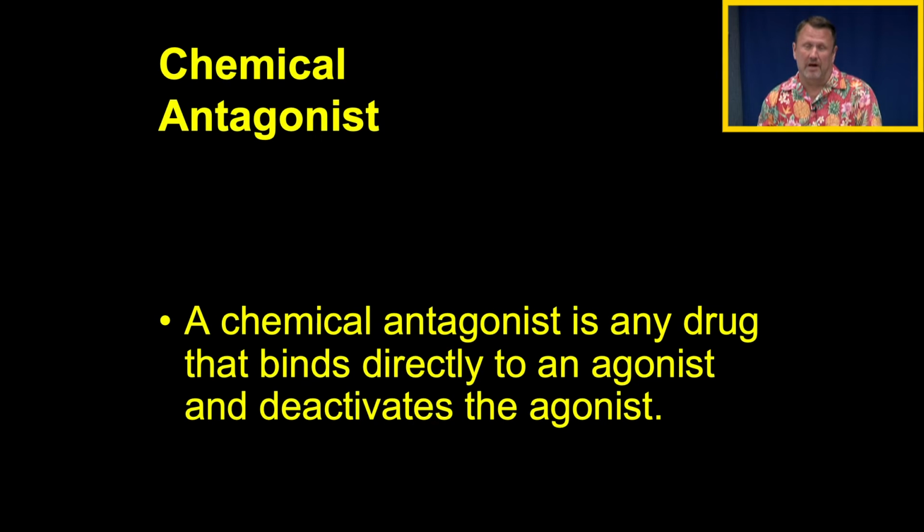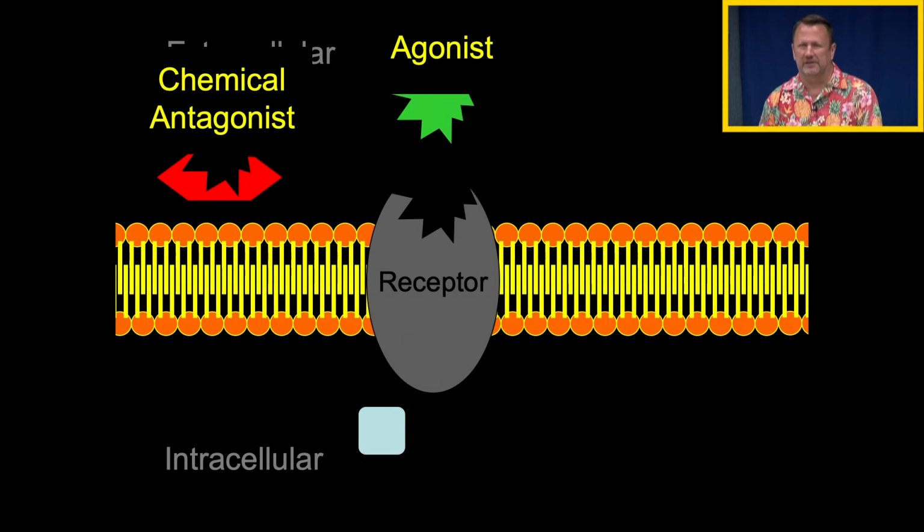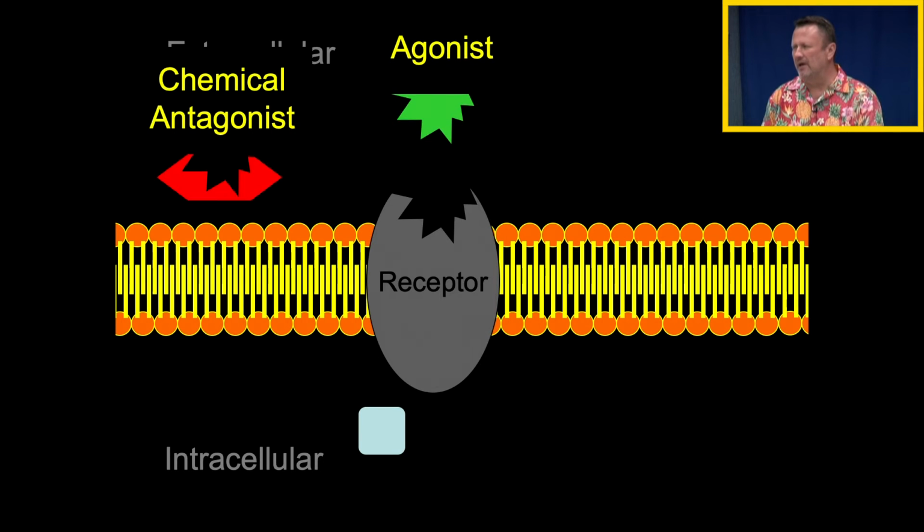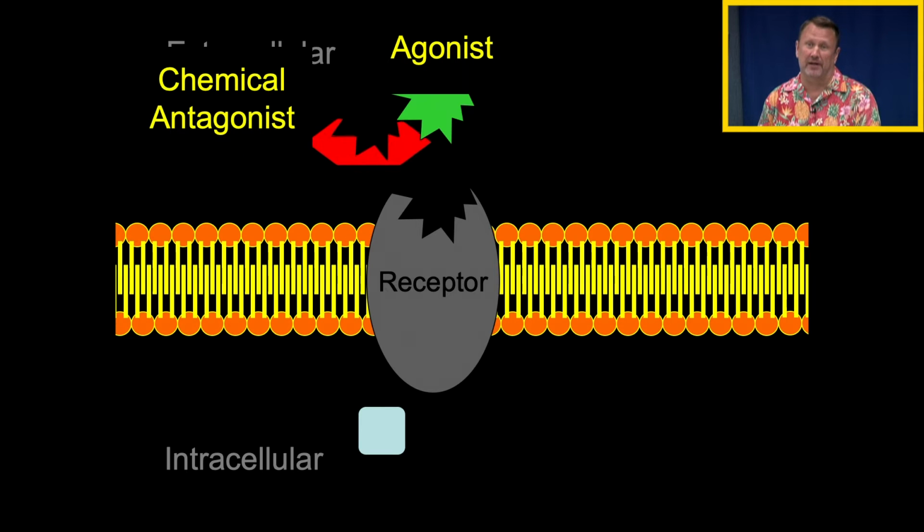All right, well, these are not the pharmacologic antagonists because this is not about binding to a receptor. A chemical antagonist is a drug that binds directly to the agonist and deactivates the agonist. So here our chemical antagonist, instead of binding to the receptor, binds the agonist. Maybe you've heard of digoxin, and if somebody's had a digoxin overdose, we can use digibind to bind to the digoxin, and the digibind is quite simply a chemical antagonist that binds to the digoxin.